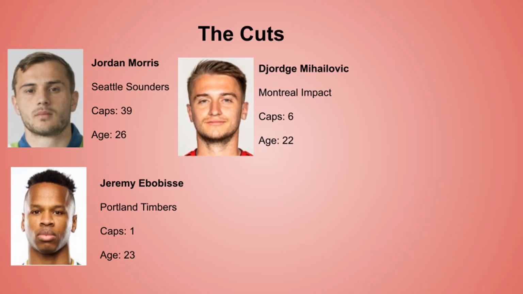Jeremy Ebobisse, guys, is a poacher finisher, but I don't think his level is really national team level. Same with Georgi Mihailovic. He had a decent season with Chicago last year, but a lot of these guys on this roster are just basic players. They can do the basics well, but they don't really offer anything interesting or special, and the same goes for Georgi Mihailovic. Alright, so that's the roster for you.